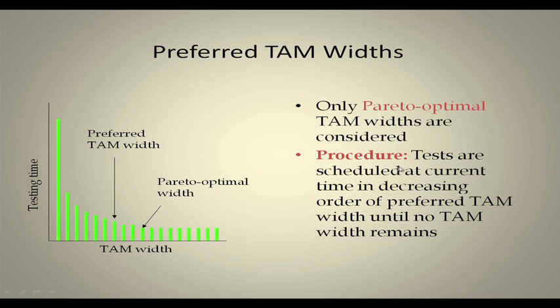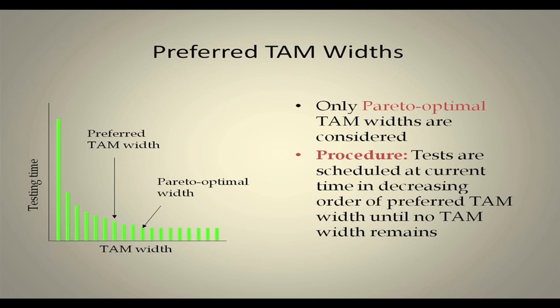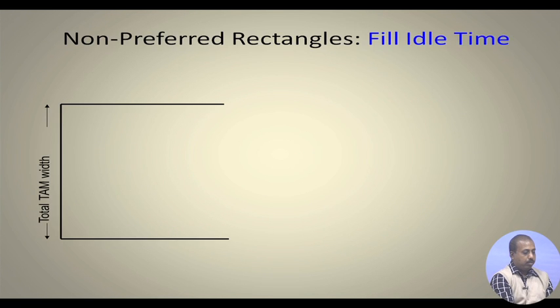Tests are scheduled at current time in decreasing order of preferred TAM width until no TAM width remains. For every core we have this preferred TAM width. This procedure is actually a heuristic for this bin packing of the SOC testing problem. At current time, we see what the preferred TAM widths are, and then we try to allocate the core with that preferred TAM width till no TAM width remains available.